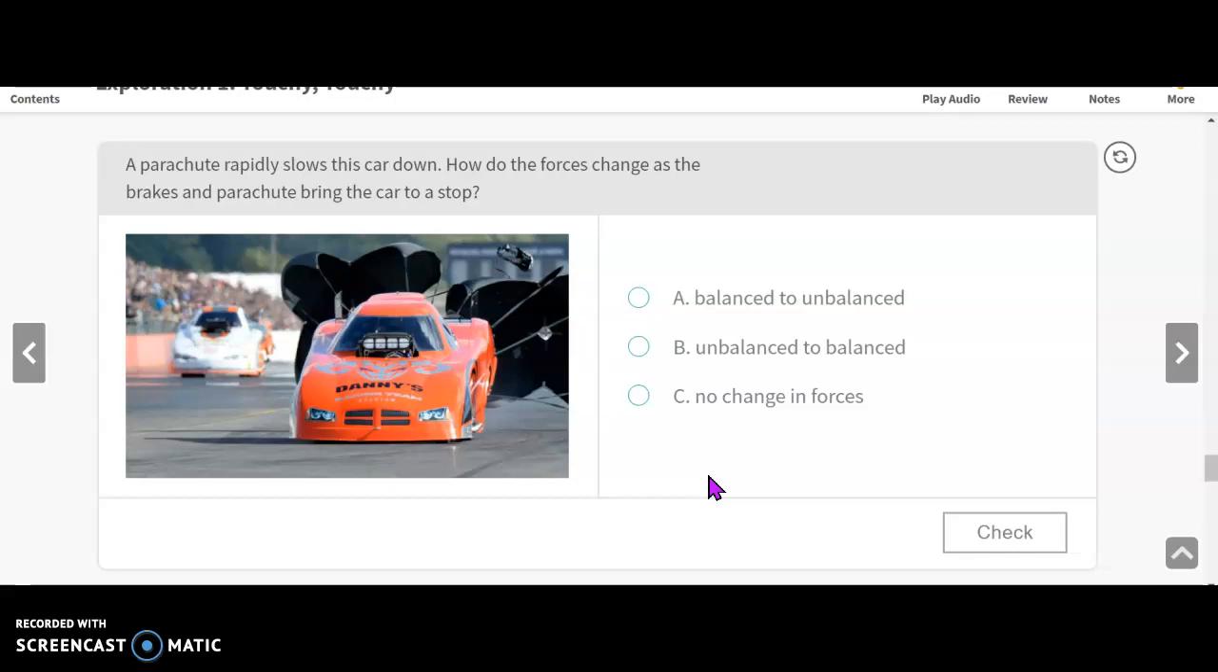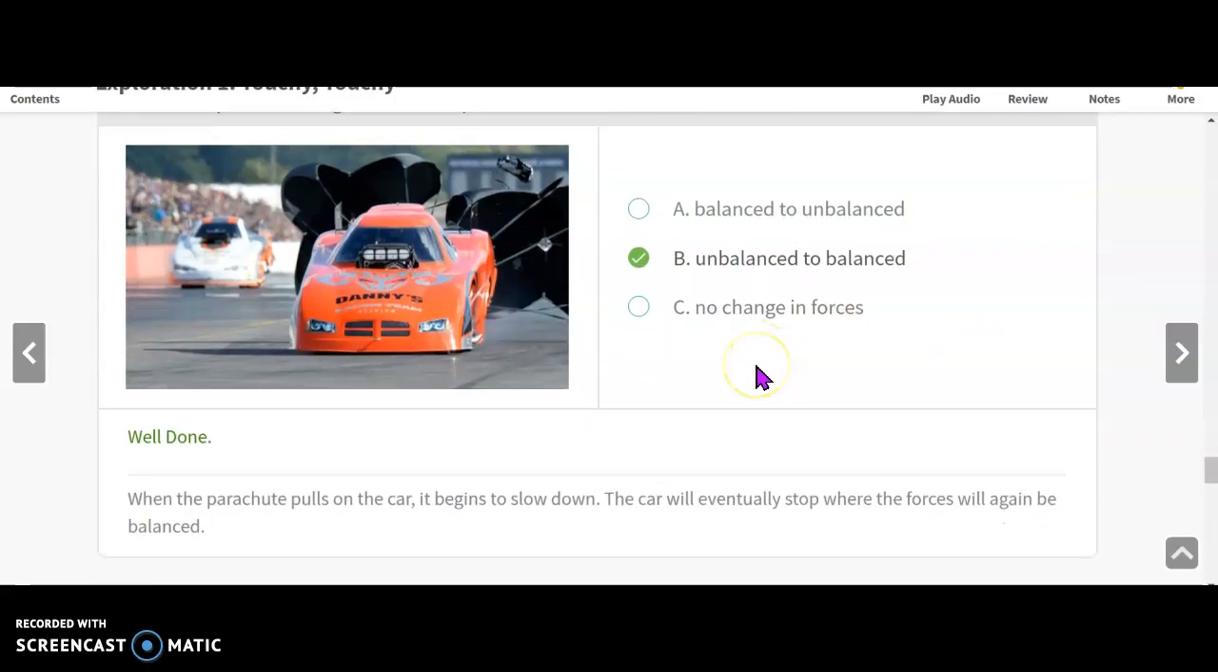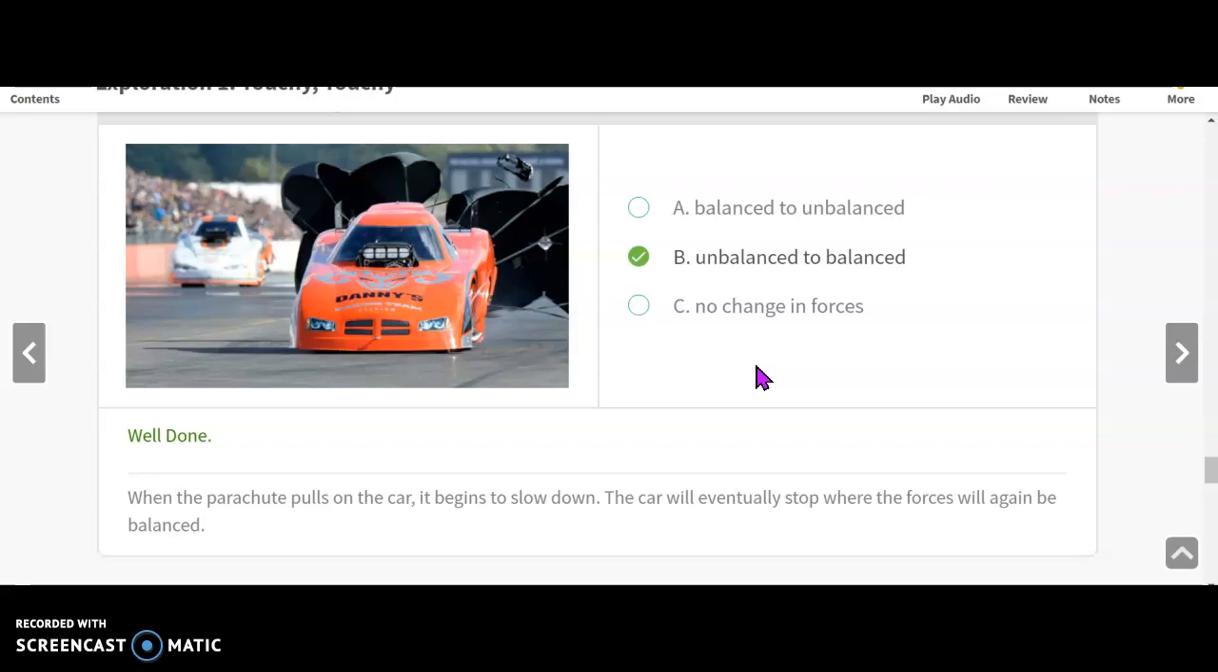And the last one. A parachute rapidly slows this car down. How do the forces change as the brakes and parachute bring the car to a stop? Balanced to unbalanced, unbalanced to balanced, no change in forces. Well, think, it's going from moving to not moving. So it's going from unbalanced to balanced. And you can just write that answer on the blank there because I know you don't have the multiple choice, you have a blank. So when the parachute pulls on the car, it begins to slow down. The car will eventually stop where the forces will again be balanced. So balanced is the same, unbalanced is different. That's it for today.